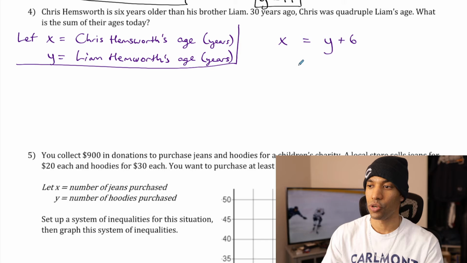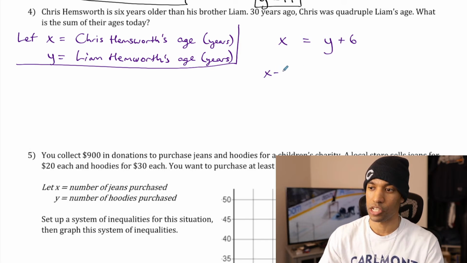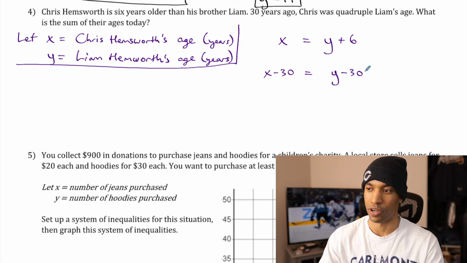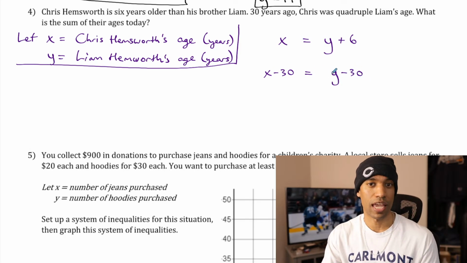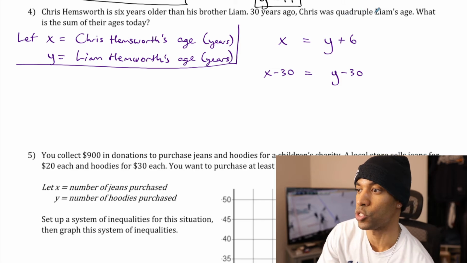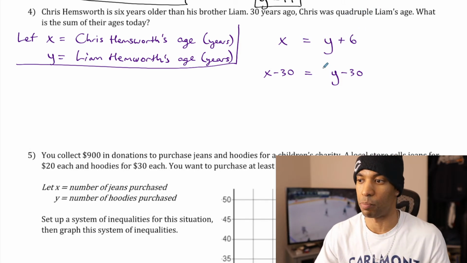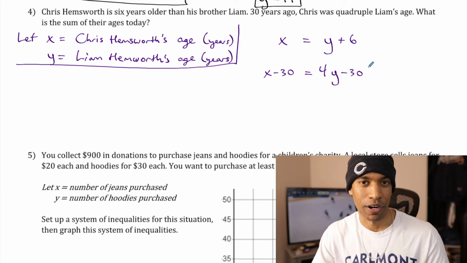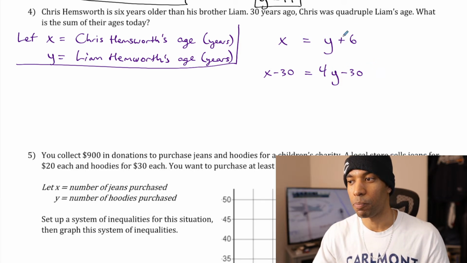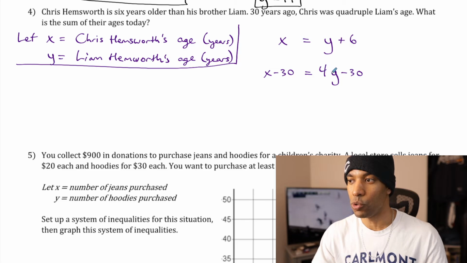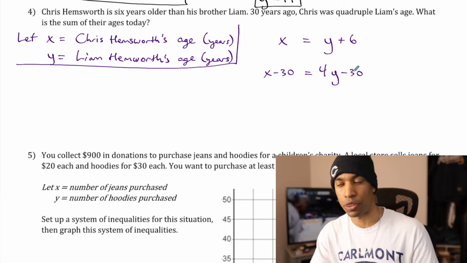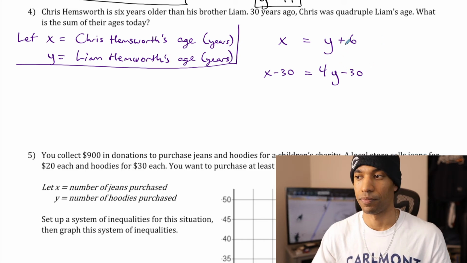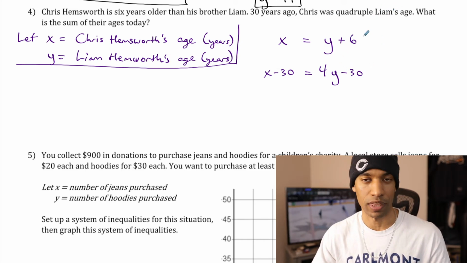So, what we're going to do is write an equation that uses Chris's age 30 years ago and Liam's age 30 years ago. Now, are their ages the same when they were 30 years ago? No, Chris was quadruple Liam's age. That's where we multiply by 4. There's still an error. I don't just multiply. It's not quadruple Liam's age and then subtract 30 years. It's quadruple Liam's age 30 years ago. So when I say quadruple Liam's age, I mean when they were both 30 years ago.